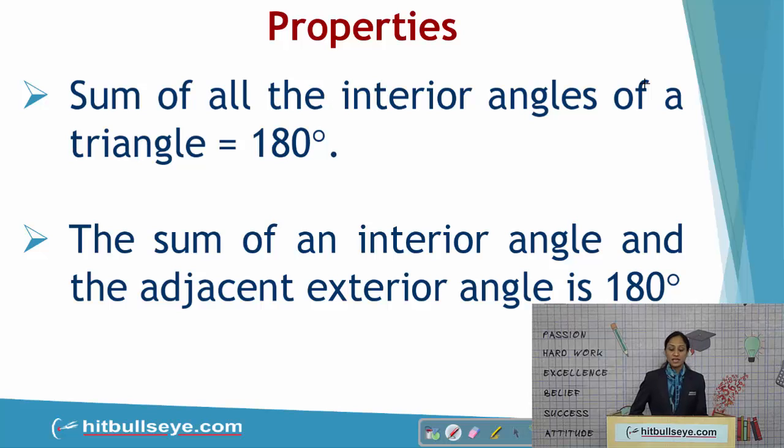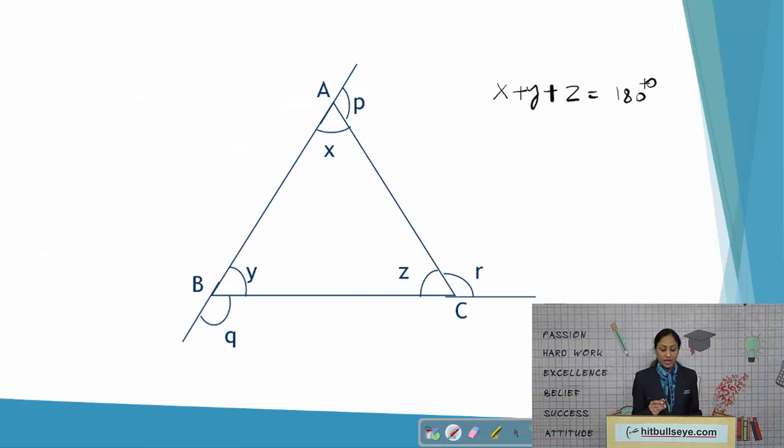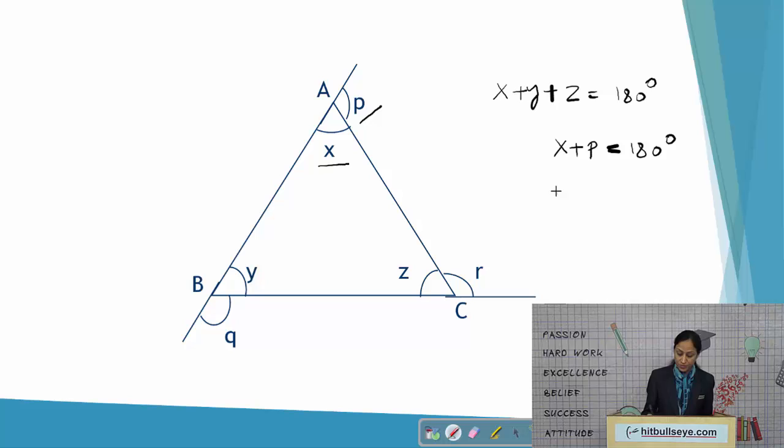Another property says that the sum of an interior angle and the adjacent exterior angle is equal to 180 degrees. That is, here X is an interior angle and its corresponding exterior angle is P. Therefore, X and P will add up to 180 degrees. Similarly, Y and Q will also add up to 180 degrees, and similarly Z and R also add up to 180 degrees.